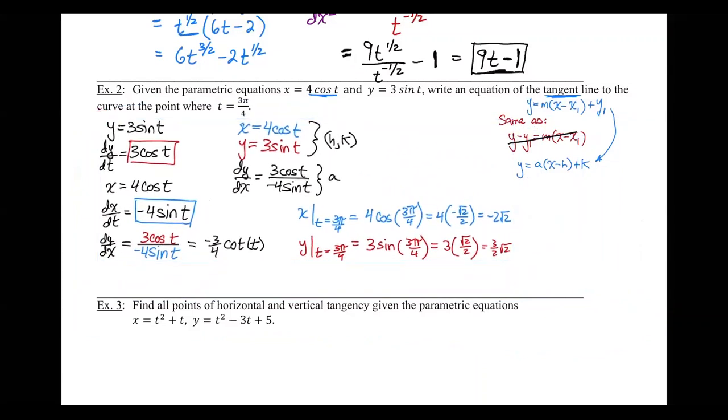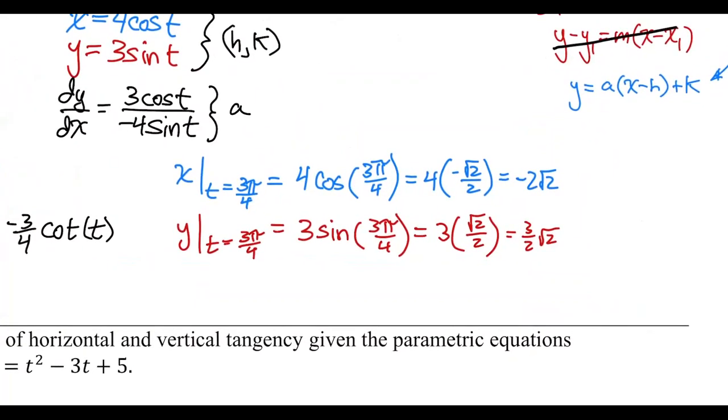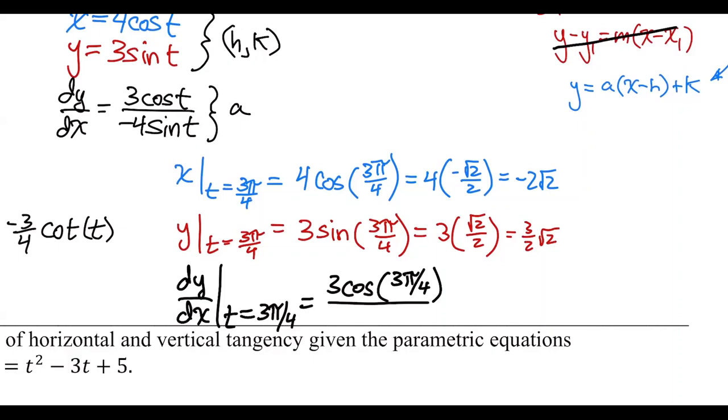So now I just have to pop in 3 pi over 4 for t in my derivative function. So dy dx, given that t is equal to 3 pi over 4, is going to be 3 cosine 3 pi over 4 over negative 4 sine of 3 pi over 4.